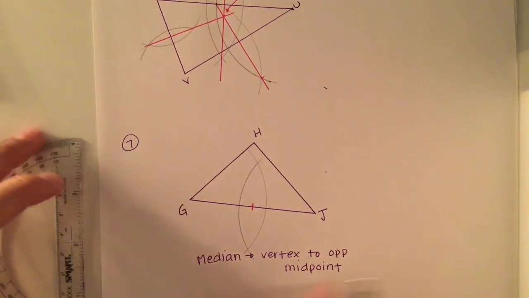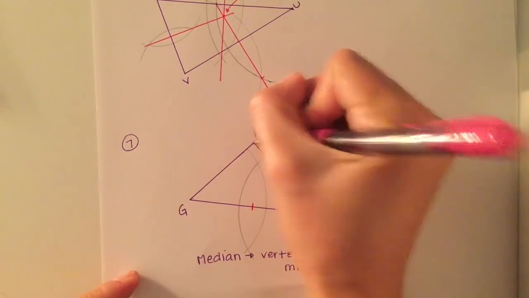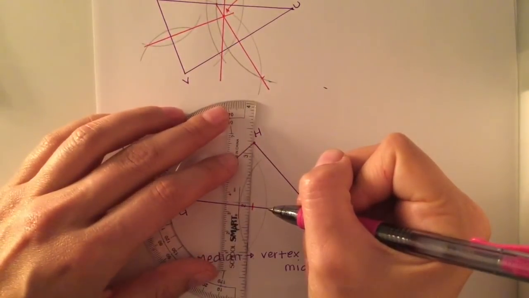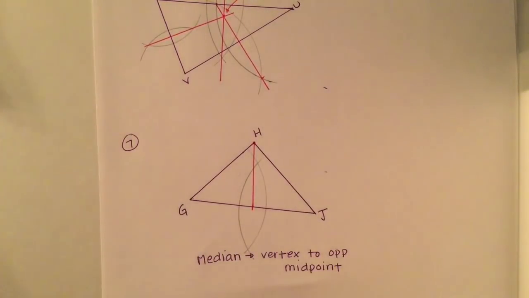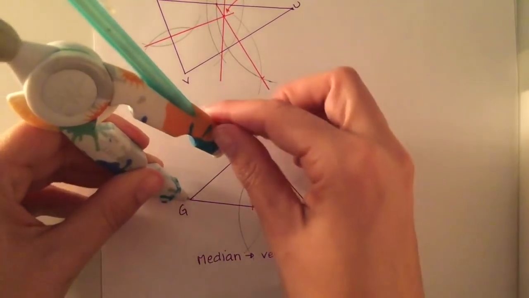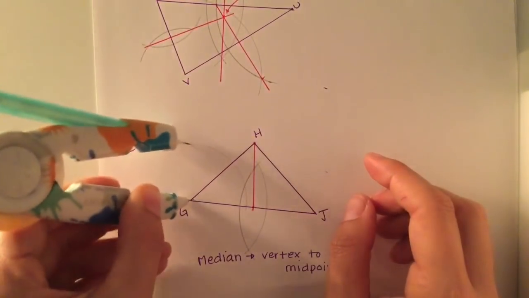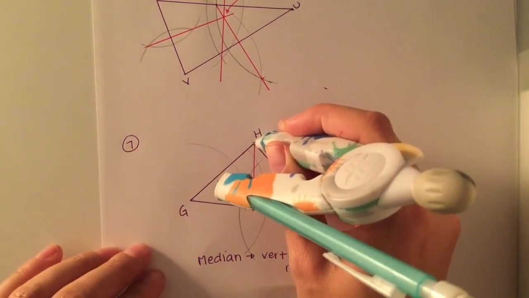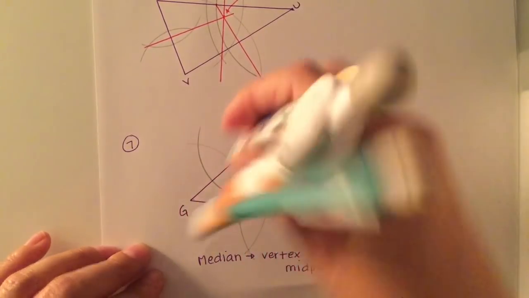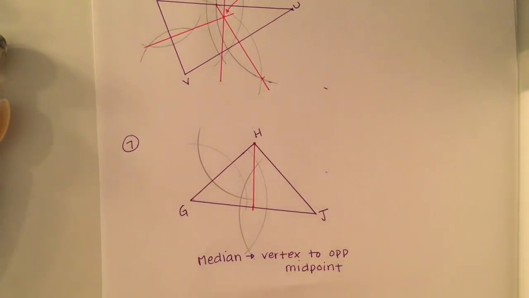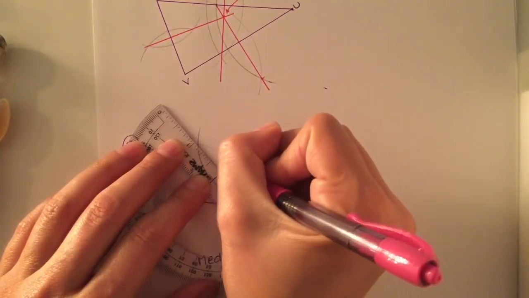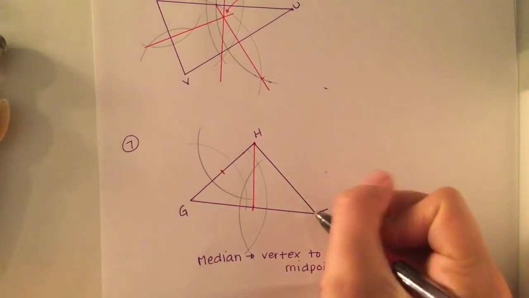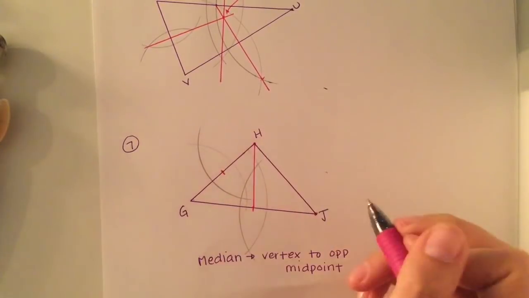Okay. Now the median goes from a vertex to the opposite midpoint, so I'm going to line up H with my midpoint that I just found, and that's my first median. So to find the midpoint of GH, I'm going to put my compass point on G, open the compass more than halfway, draw an arc, keeping the compass setting the same, turn it around, put it on H. Then I'm going to line up the points of intersection between those. And again, I'm just going to mark where the midpoint is. So for the median, I want to connect J to the opposite midpoint.